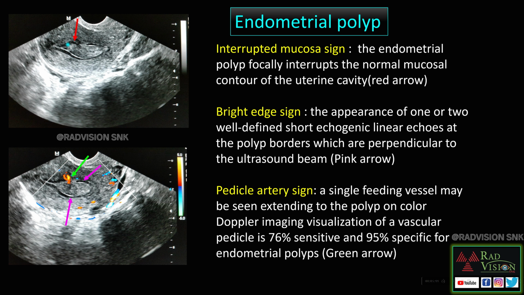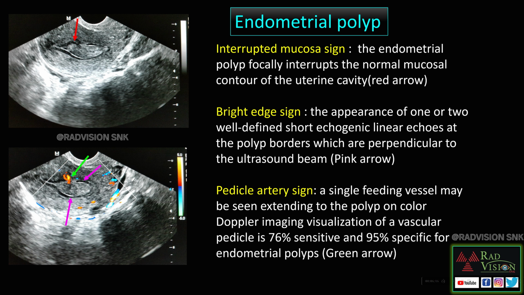Here you can see the red arrow, which typically depicts the interrupted mucosa sign, because the endometrial polyp focally interrupts the normal mucosal contour of the uterine cavity. The pink arrows show the bright edge sign, where you can see two linear echogenic lines or echoes at the borders of the polyp, perpendicular to the ultrasound beam. Also on color Doppler you can see a feeding vessel, that is the pedicle artery sign or feeding vessel sign, which is classically seen in endometrial polyp, with 76% sensitivity and 95% specificity.